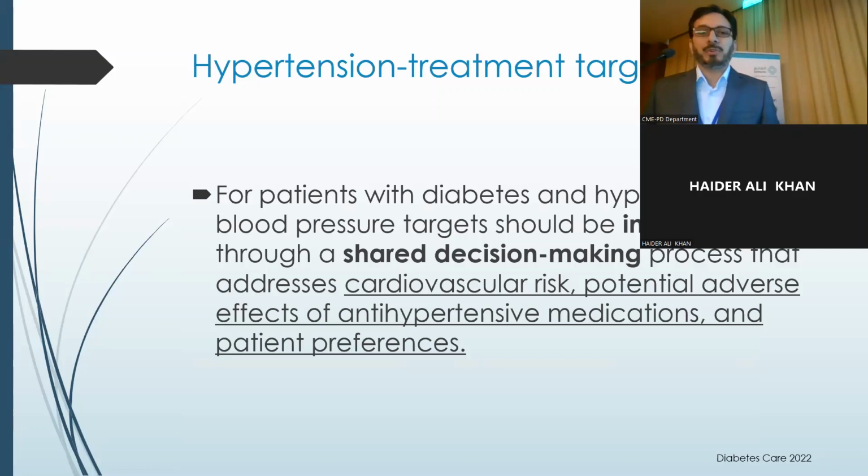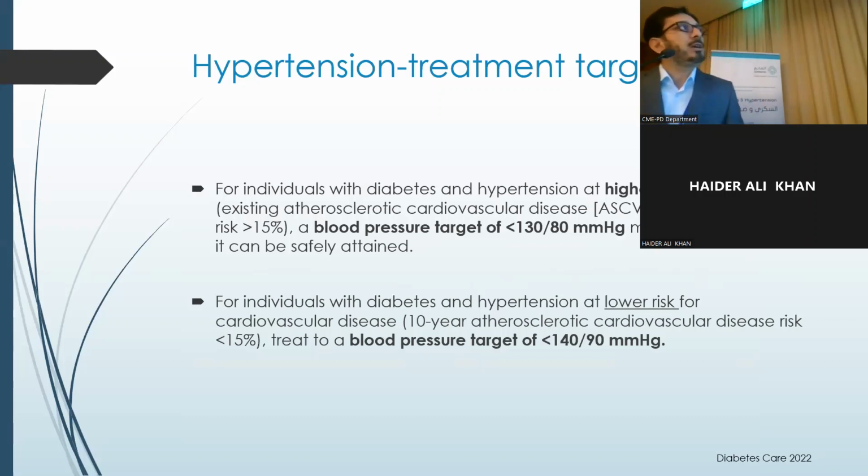The blood pressure targets should be individualized through a shared decision-making process and encompass all the cardiovascular risk, potential adverse effects, and patient preferences. As mentioned earlier, for individuals who have diabetes, hypertension, and high cardiovascular risk, those patients who have existing atherosclerotic cardiovascular disease or a 10-year atherosclerotic cardiovascular risk of more than 15%, a blood pressure target of less than 130/80 mmHg may be appropriate if it can be achieved safely. For individuals at low risk of cardiovascular disease, a treatment target of blood pressure of less than 140/90 seems to be appropriate.